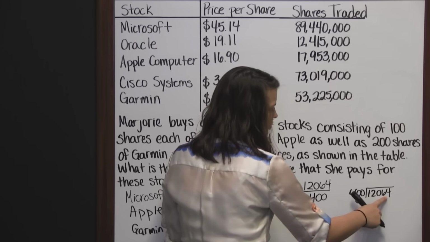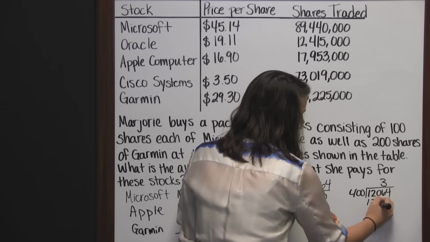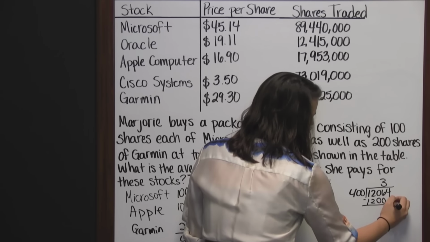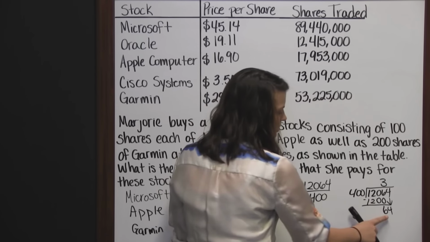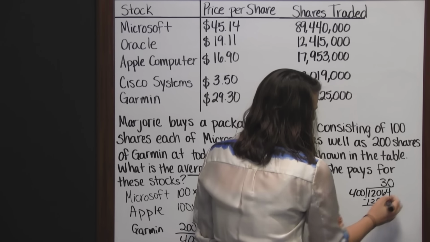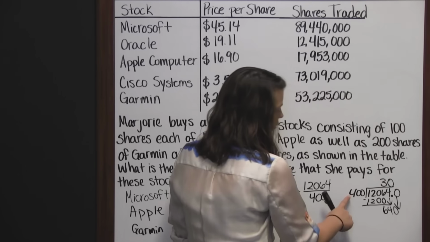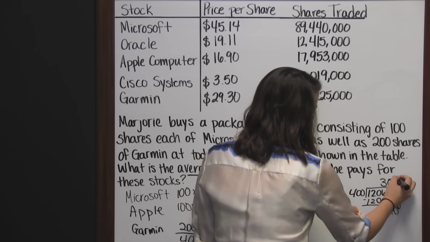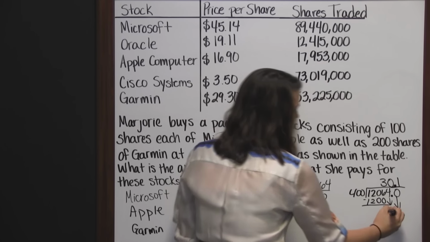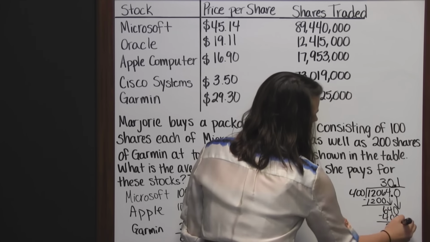400 goes into 1206 3 times. 400 times 3 is 1200. Subtract and you get 6. Bring down the 4. 400 does not go into 64 at all, so that's a 0, which means we add a decimal and a 0 and bring it down. 400 goes into 640 1 time, so bring that decimal up. 1 times 400 is 400. And then you subtract and you get 240.